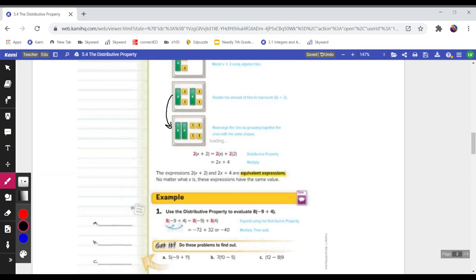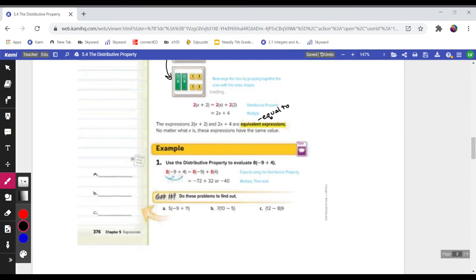So the expression 2 times quantity x plus 2 and 2x plus 4 are equivalent expressions. So no matter what x is, these expressions have the same value. So equivalent means equal to. So these expressions are equal to each other.